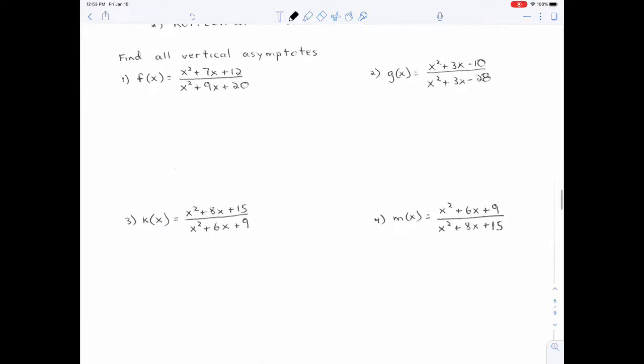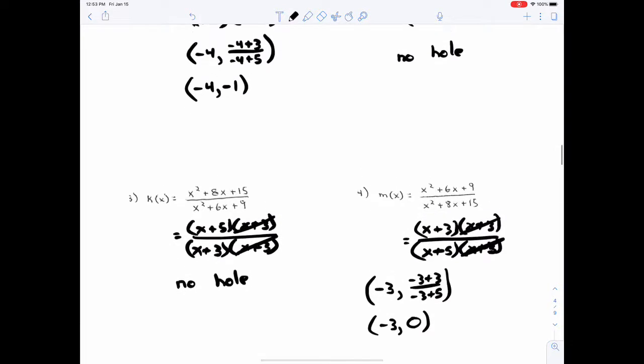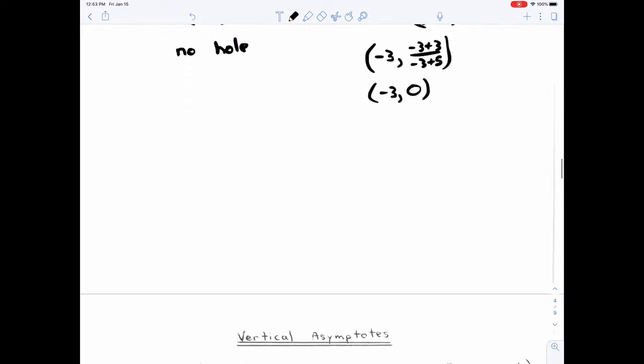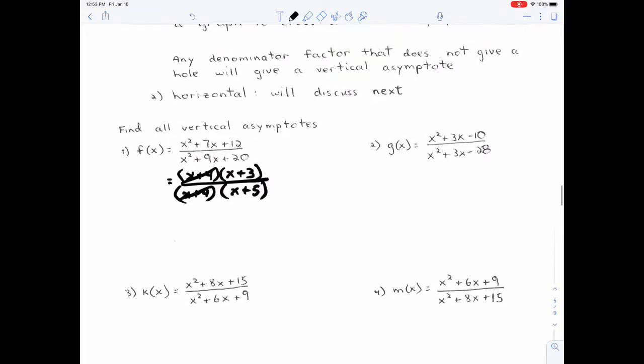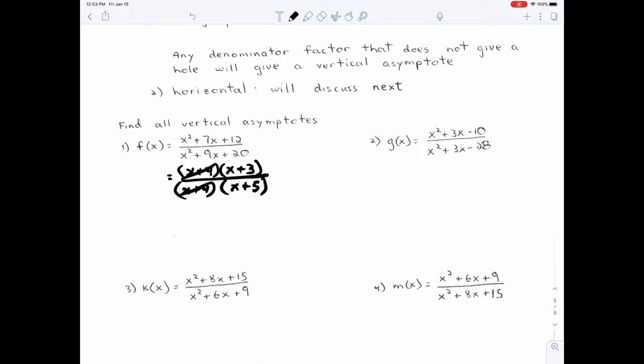So let's take a look at these. These are pretty much the same thing we did before. We have x plus 4 and x plus 3. But here I'm only looking for the vertical asymptotes. Okay, here we have x plus 4 and x plus 5. So what happens? The x plus 4's cancel. That's why, remember before, we had a hole there. But I'm not asking for the holes this time. I'm asking for the vertical asymptotes. So whatever's left over that makes the denominator 0, which is x plus 5.